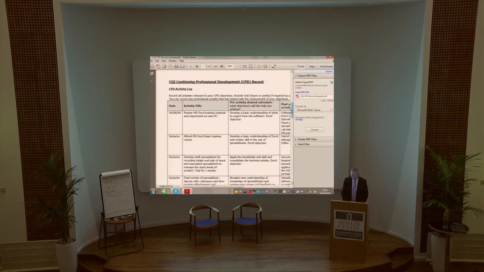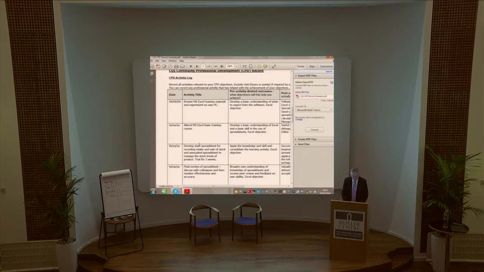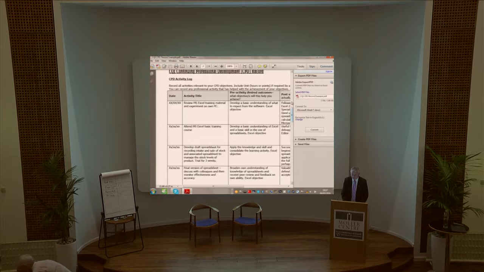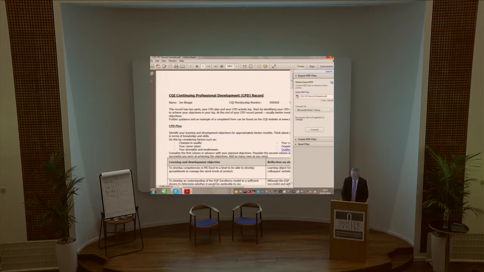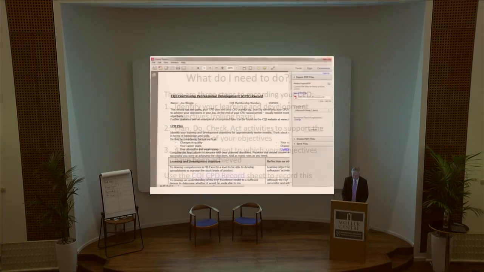And they've gone through and populated another objective here. Attend a Microsoft Excel basic training course. Develop drafts of spreadsheets. Okay, so there's a whole raft of activities that they've identified that they need to undertake in order to be able to achieve that objective.